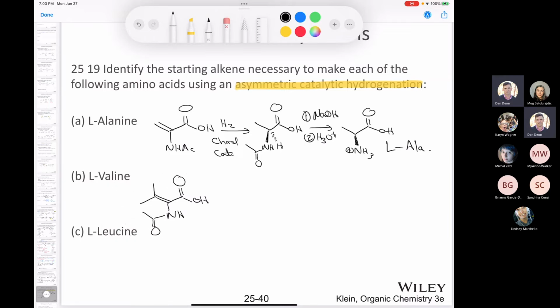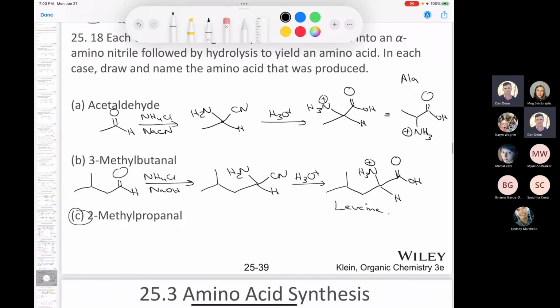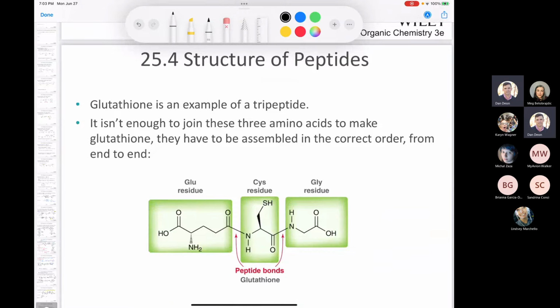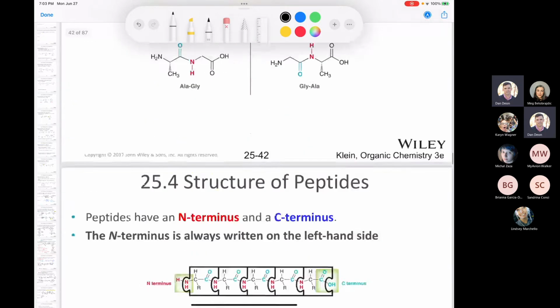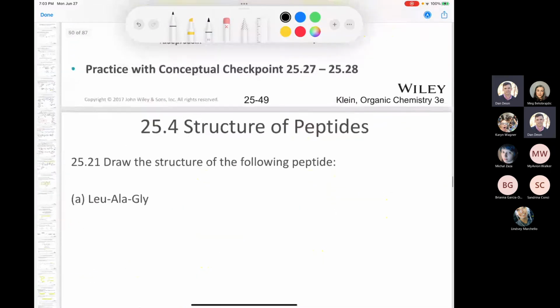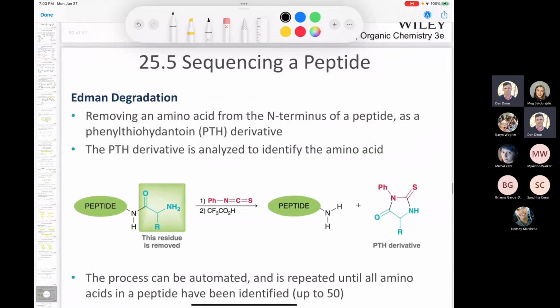All right, so I think what we'll do is we'll save this one, leucine, and maybe we'll come back and do this one as well in the next class. And when we start lecture on Wednesday, we're going to begin by looking at the structure of peptides. Then we'll get through the structure of peptides, which isn't a very long section. Then we get into how people determine the structure of a peptide.